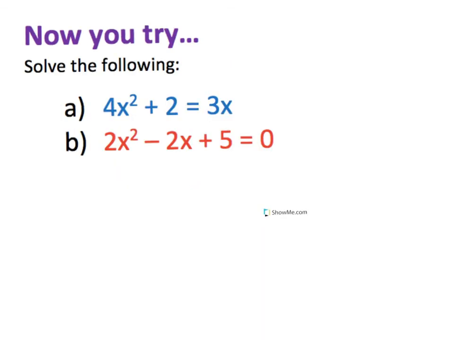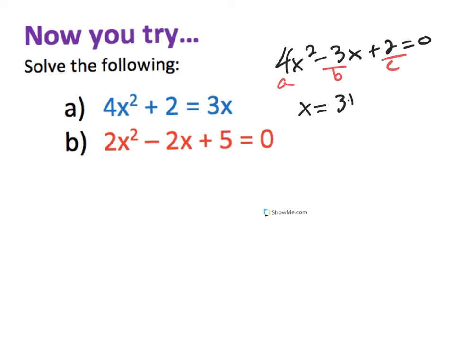So let's take a look at A. First step would be subtracting that 3x there. So it'd be 4x squared minus 3x plus 2 equals 0. So my A value is 4, my B is -3 there, and my C is going to be 2. And so if I plug it in, opposite of B is going to be 3 plus or minus the square root of my B squared minus 4 times A times C, and all over 2 times my A.